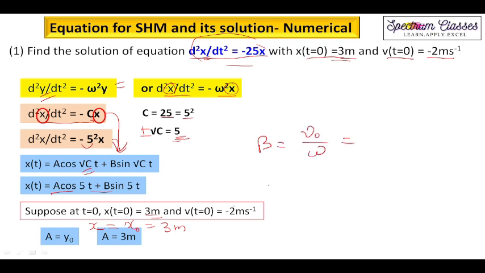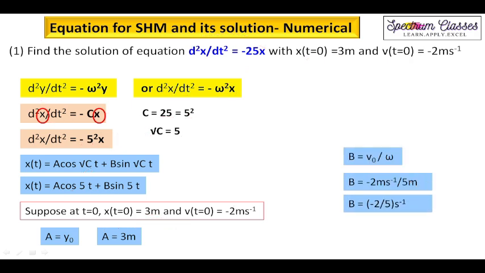So what is our v naught? v naught is minus 2 upon omega. Omega is 5. The velocity is in meter per second and this is in meters, and if we cancel these out, we will get b is equal to minus 2 upon 5 second inverse. So this is the answer. I have also shown it like this.